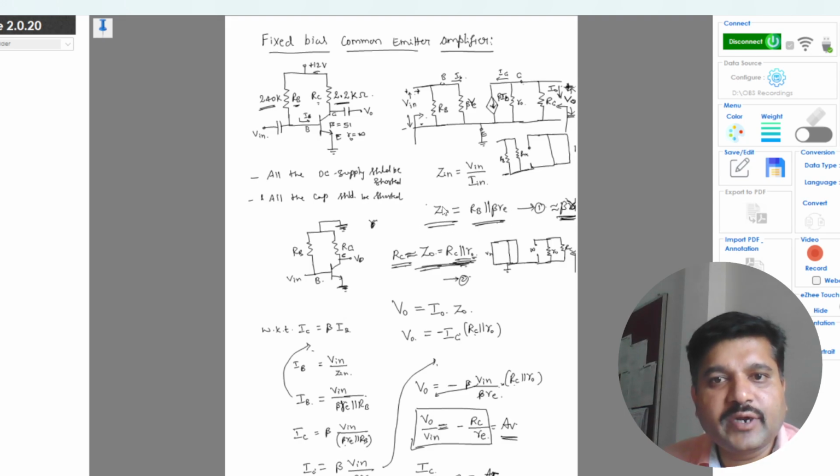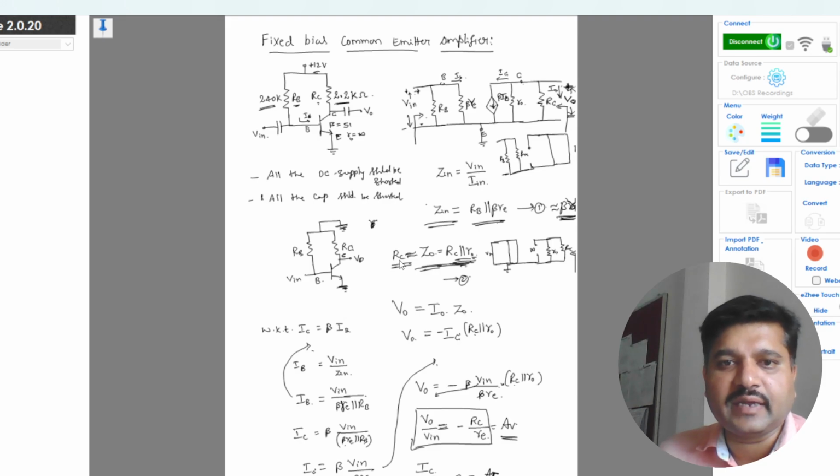So here the input impedance has been increased by a factor of capital RE, that is the emitter resistance, which you get as an addition. The output impedance remains the same as RC, whereas the gain expression you had here is minus RC by RE, while with the emitter bias you have RC by RE plus capital RE. Okay, and the current gain is the same; only the gain and the input impedance have changed.